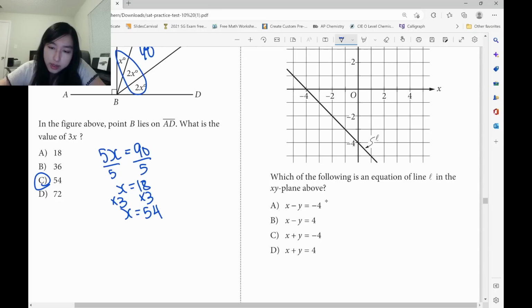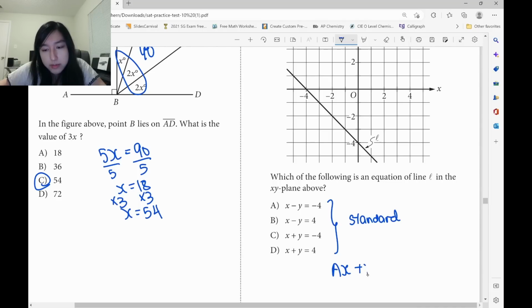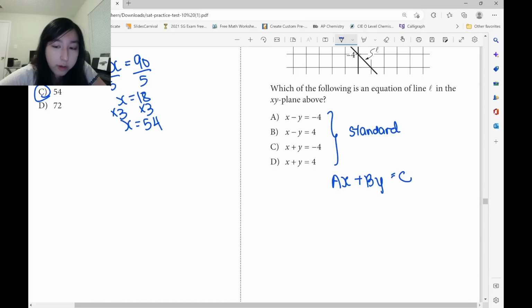Let's look at this one. Now, our answers here are no longer in slope-intercept form. Instead, they are in standard form. And typically in standard form, it looks like this: ax plus by equals c. So here's a trick you can use to help you identify the equation really quickly.